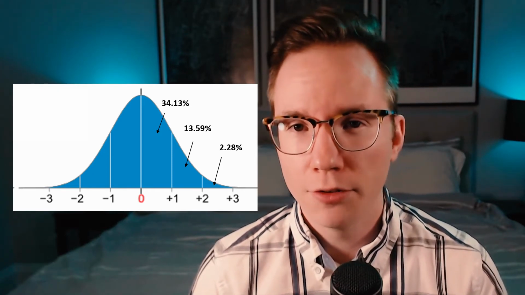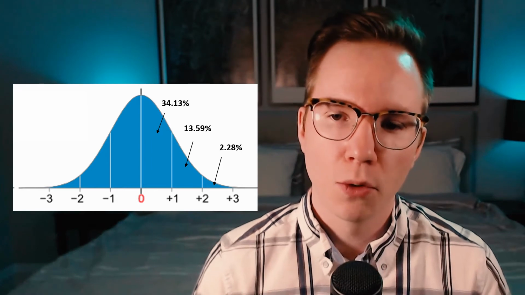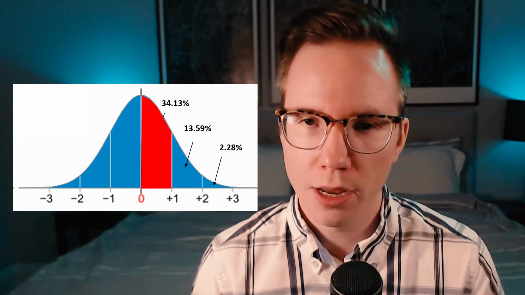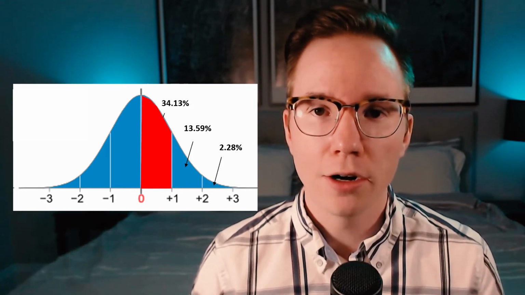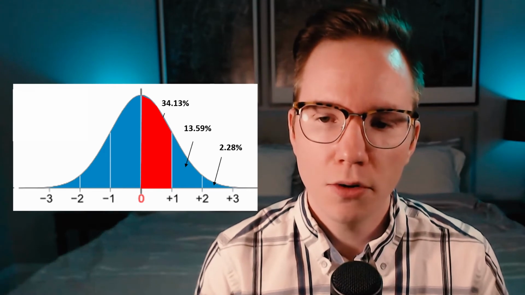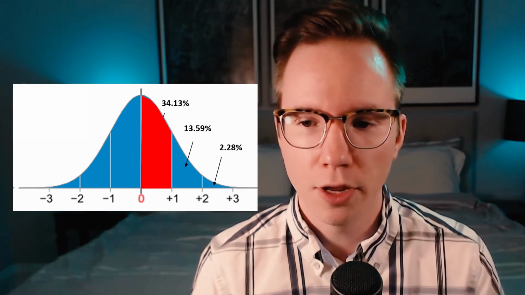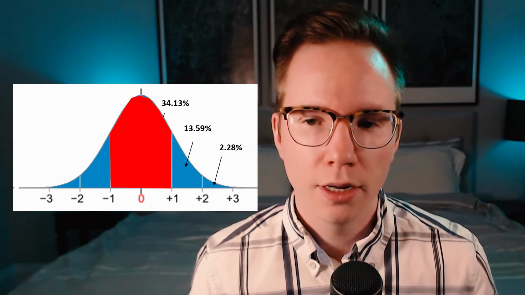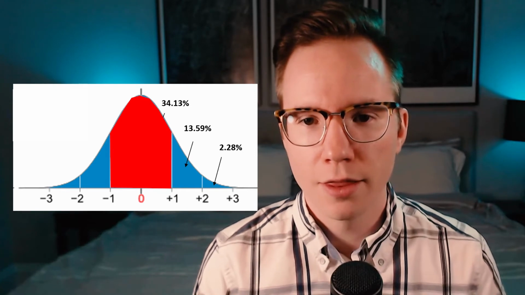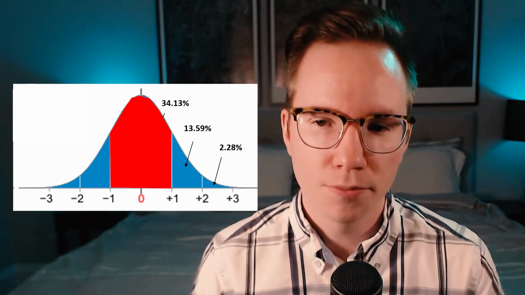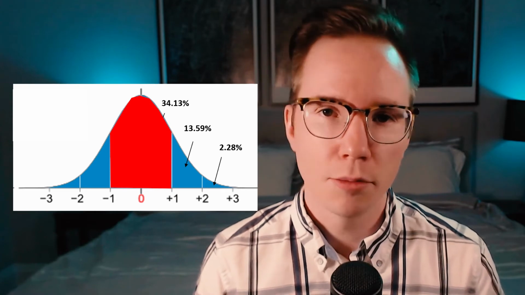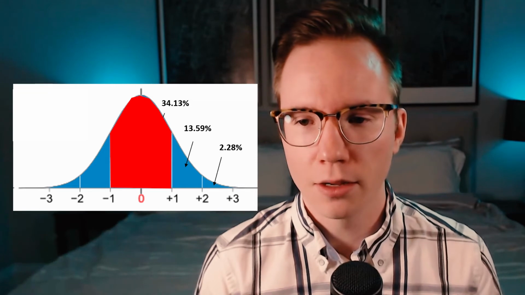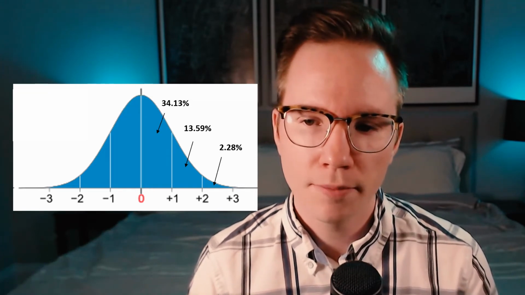So one positive standard deviation is 34.13% of the area under the curve between the 0 and the positive 1 standard deviation. The area under the curve between -1 and positive 1 is just twice that of the positive 1. So 34.13% times 2 is 68.26%. So that's the area under the curve between -1 and positive 1.